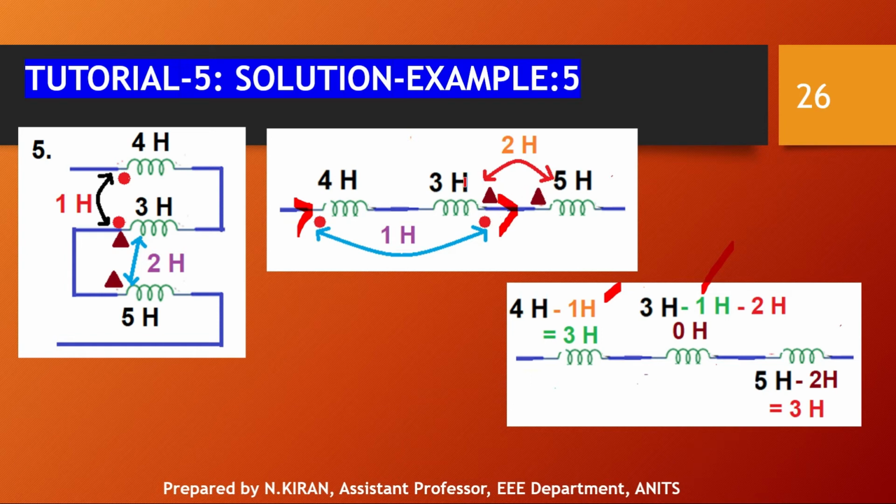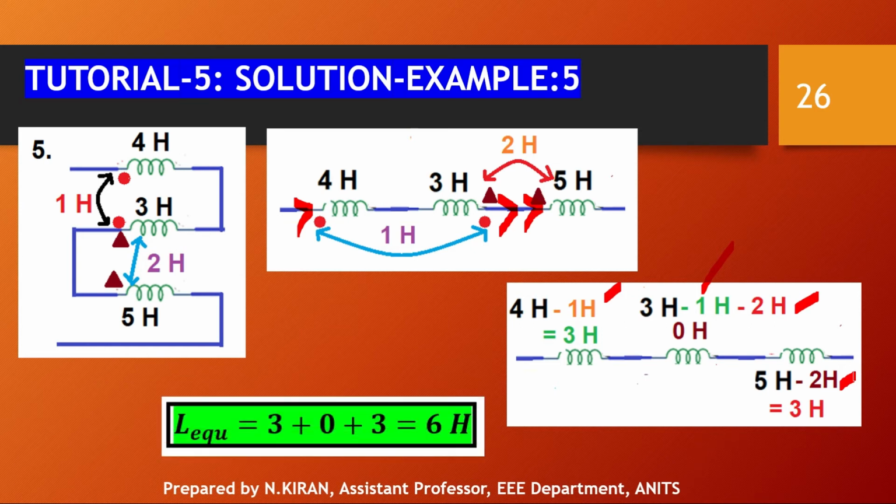Next, if I consider the second coil and third coil, here current is leaving at the second coil and entering at the third coil. Hence I have subtracted again the value of 2 from second coil as well as third coil. So after subtracting the respective mutual inductances, I'll get the effective inductance of the magnetically coupled coils to be 6 Henrys.